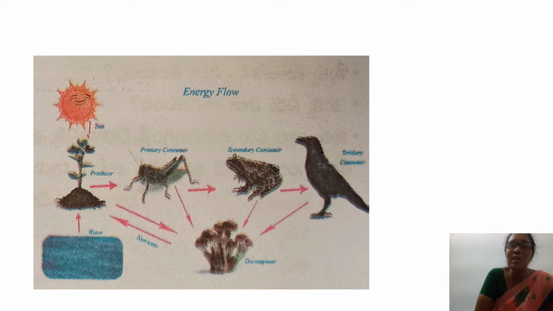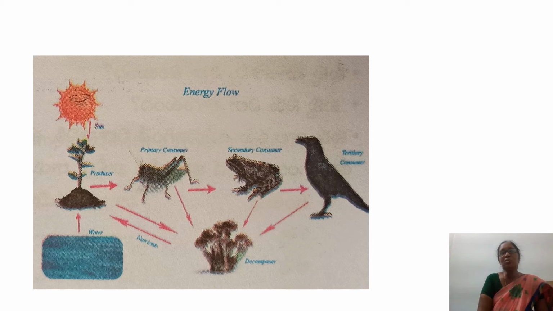This is about energy flow. This is about the food chain. So what's the food chain? The sequence of who eats whom is called a food chain. Here, how is the food chain? It's in a sequence and it's also branched. So through the food chain, what happens?